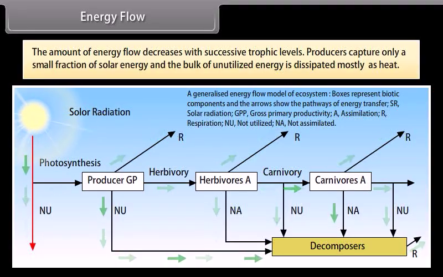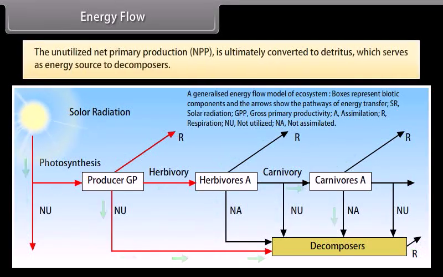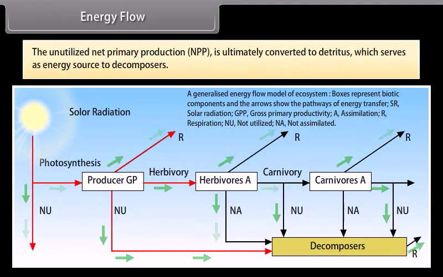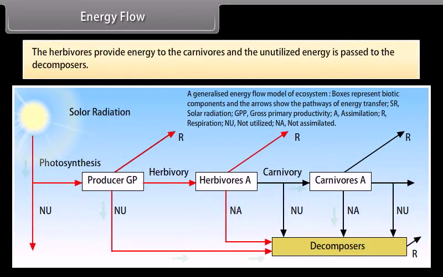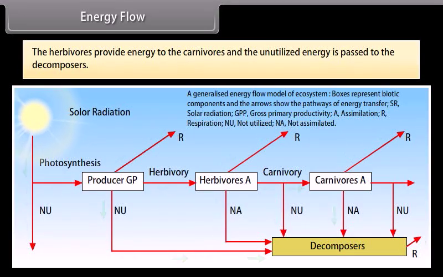Producers capture only a small fraction of solar energy, and the bulk of unutilized energy is dissipated mostly as heat. Part of the energy captured in gross production of producers, or gross primary production (GPP), is used for maintenance of their standing crop, respiration, and for providing food to herbivores. The unutilized net primary production (NPP) is ultimately converted to detritus, which serves as an energy source to decomposers. The herbivores provide energy to the carnivores, and the unutilized energy is passed to the decomposers.